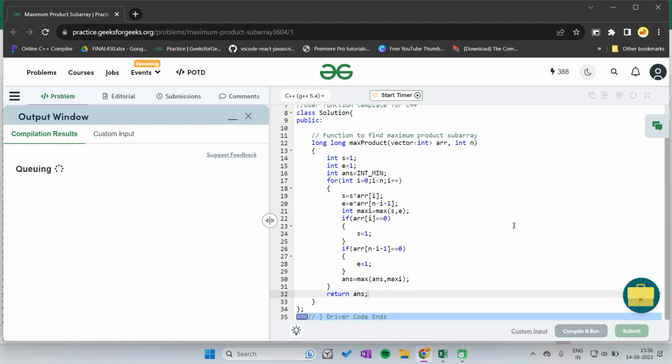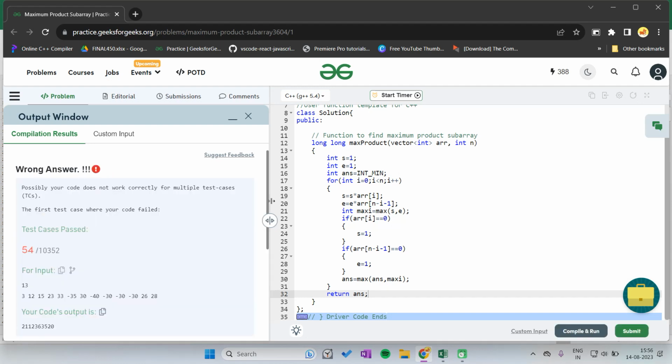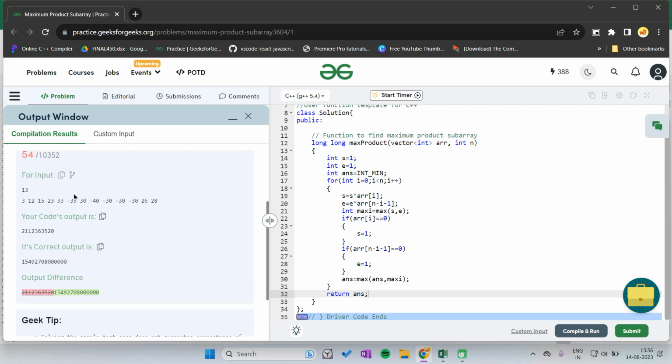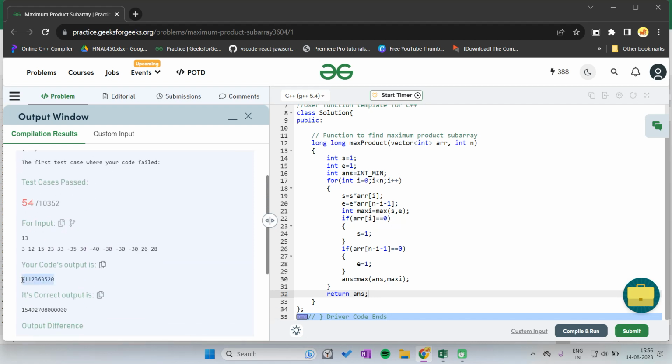Let's submit this and check if it is correct or not. So yeah, it's giving some error, saying because it can't handle it and it's long, so we have to make it long. Also we have to make it long.